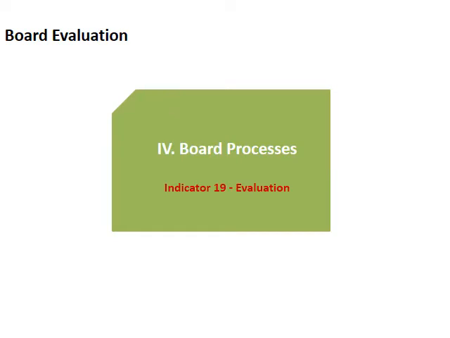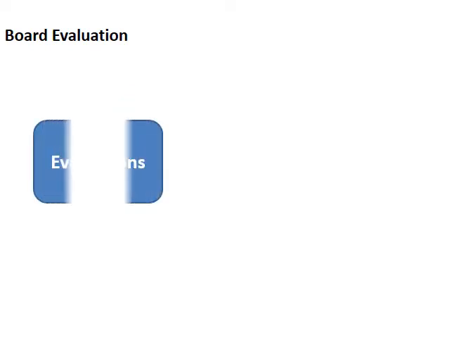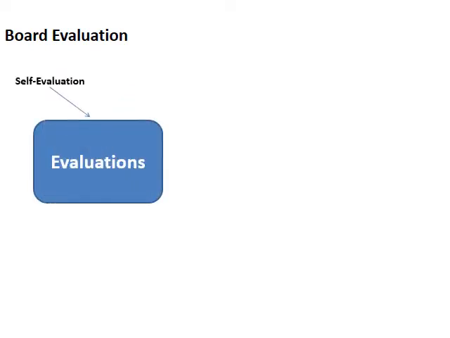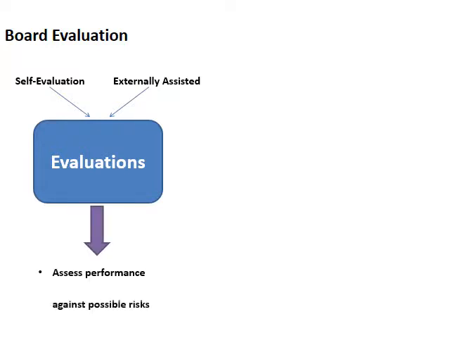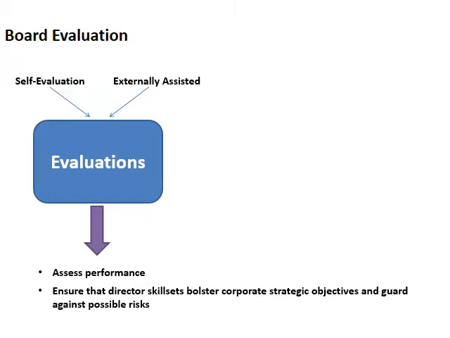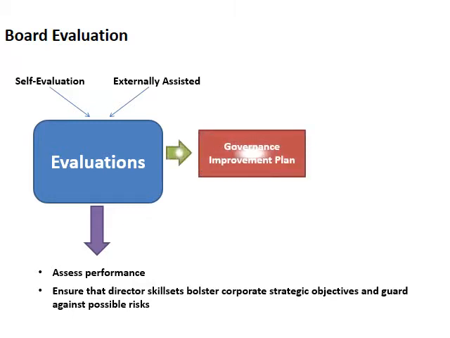Indicator 19 of the Corporate Governance Maturity Framework, CGMF, provides insight into board evaluation. Evaluations can be self-evaluations or externally assisted. Evaluations must be used for two specific reasons: assess performance and ensure that the director skill sets bolster corporate strategic objectives and guard against possible risks. An evaluation should lead to a governance improvement plan which is implemented under the board supervision.